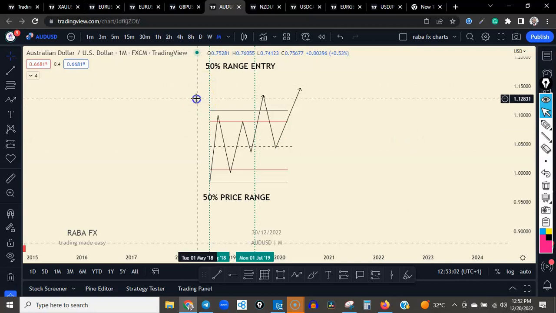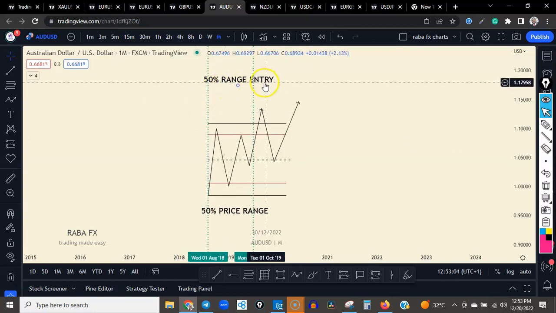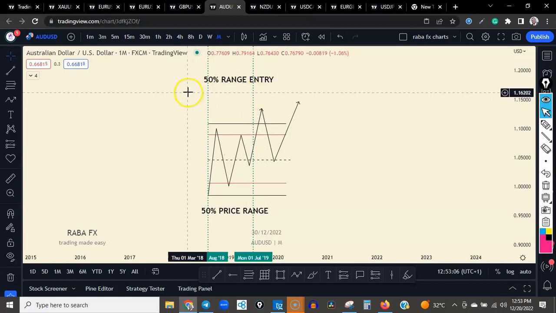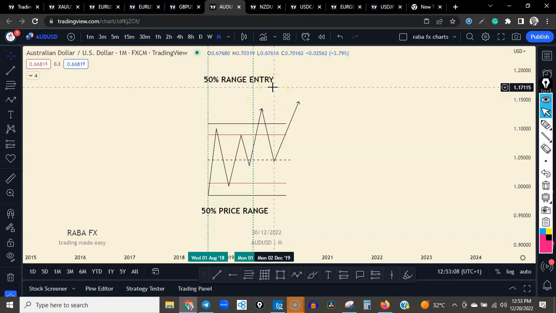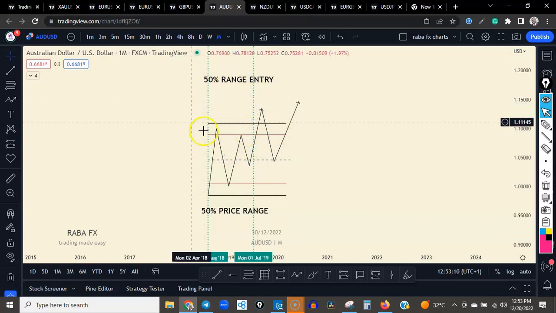Now, this entry, I call it the 50% range entry. So, in this particular entry module, you want to see price rejected from the 50% level. Okay, after a confirmation that price is willing to go higher, and you can enter the trade based on the 50% level here. Yeah? This serves as a strong area of support and resistance from my testing.